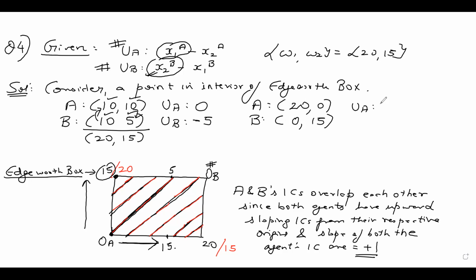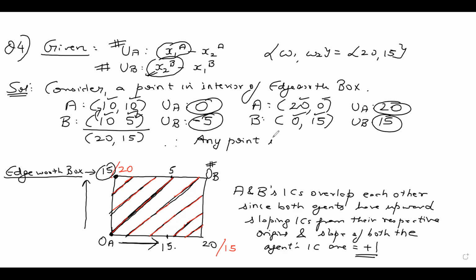What is the utility A will get? 20 minus 0. What is the utility B will get? 15 minus 0. You can see that both A and B have become better off than before. Therefore, any point in the interior of the Edgeworth box is not Pareto efficient.